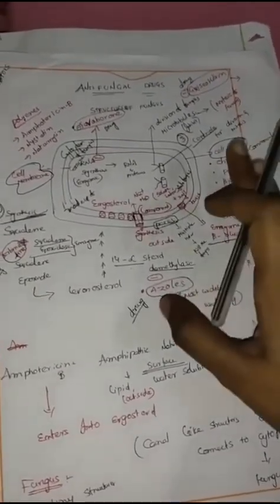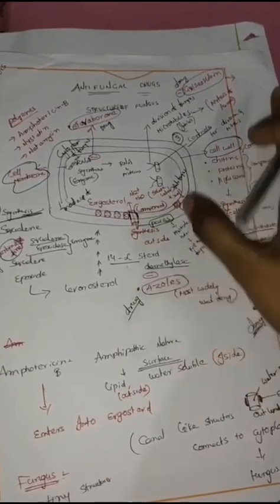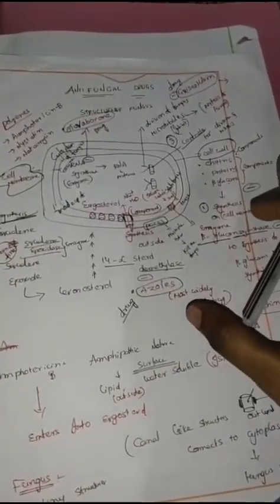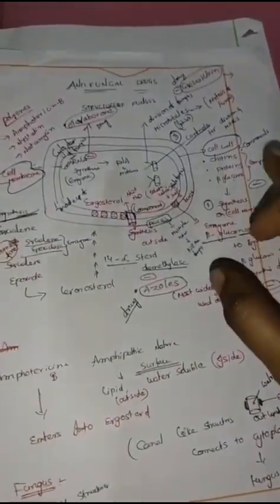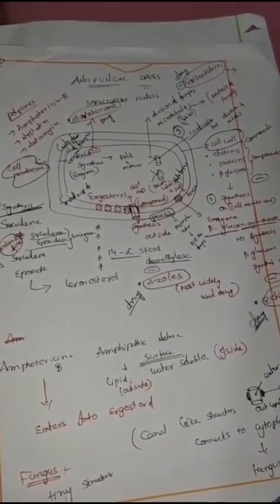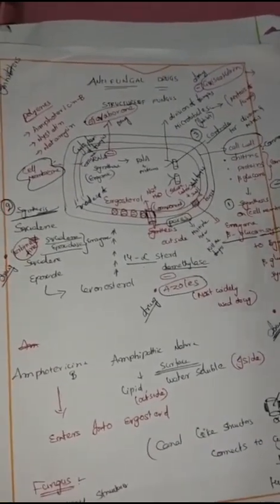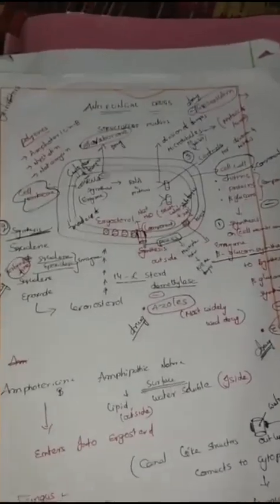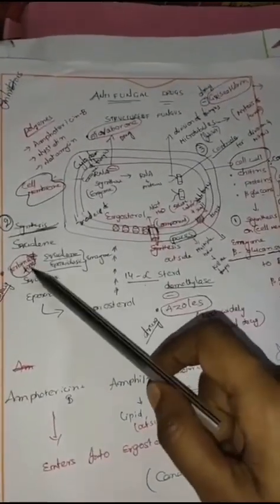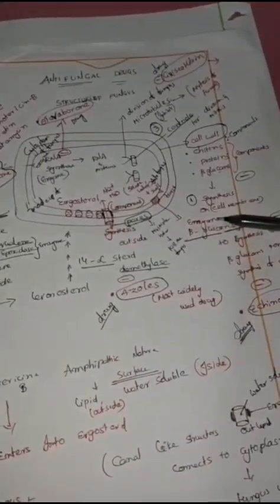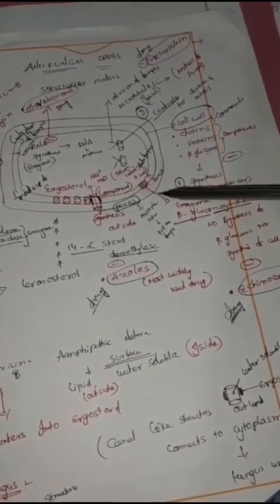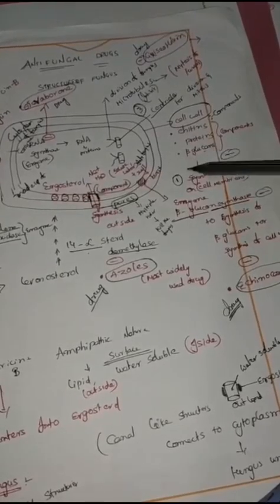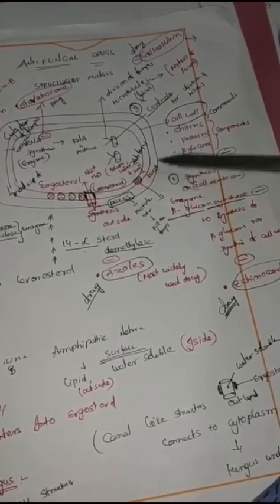Our main target is antifungal drugs acting on the cell membrane and cell wall, and everywhere we have to inhibit the process so that we can kill the fungus, my dear student. First, we have to inhibit the synthesis of beta glucan.